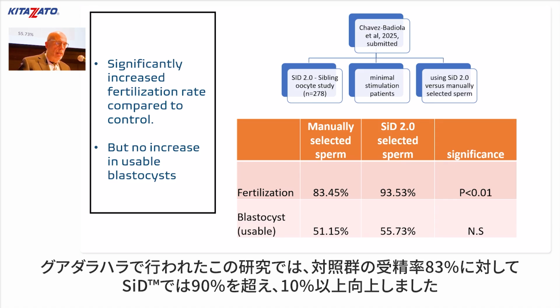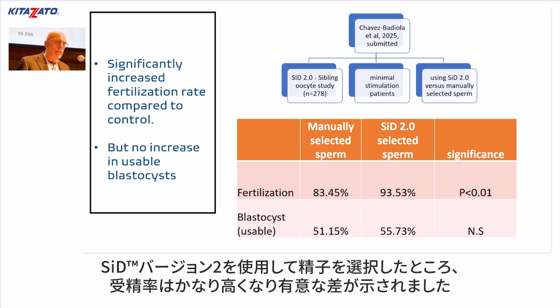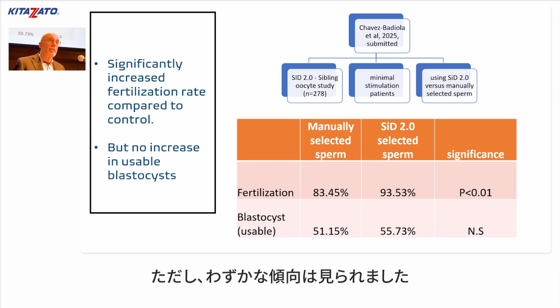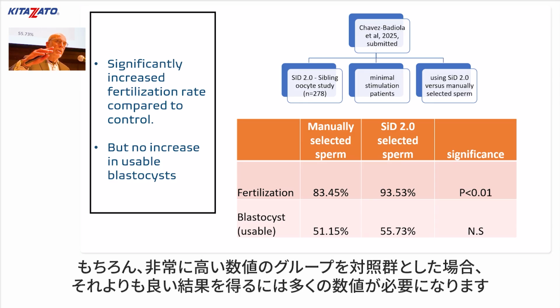This particular study done in Guadalajara showed improved fertilization rate in a sibling oocyte study, from 83% in the control group, which is pretty high after ICSI, to 10% more when SiD version 2 was used to select the spermatozoa, with a pretty high significance level. But it didn't show blastocyst formation rate significantly being improved, although there is a small trend there. Of course, when your control groups are very high, you need a lot of numbers to get better than that.